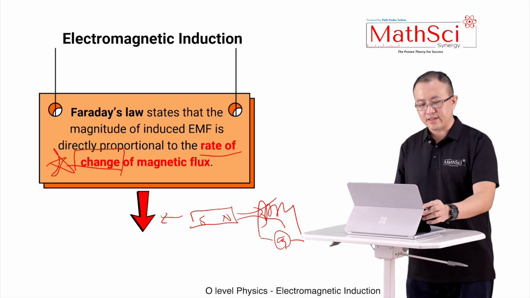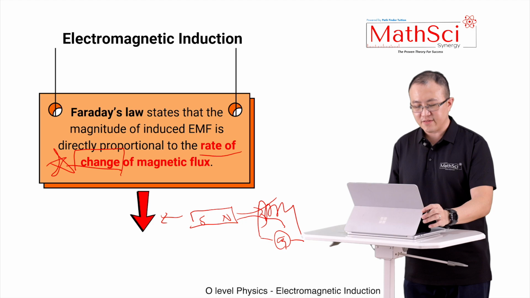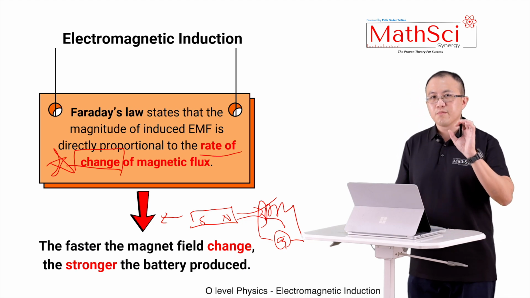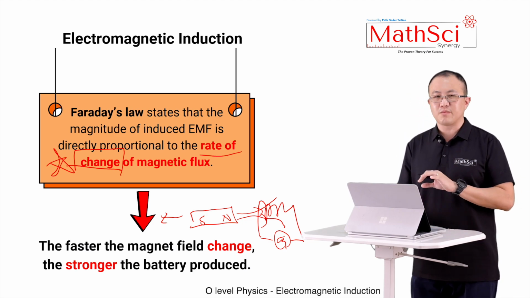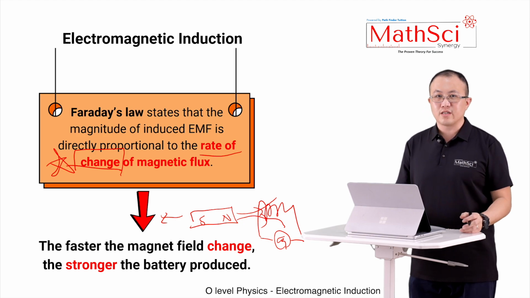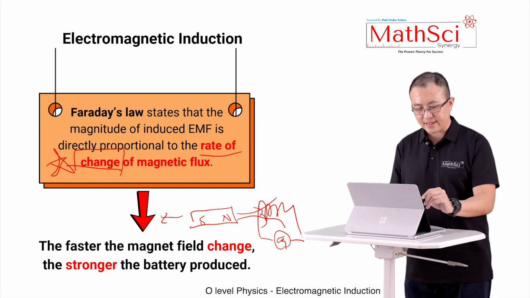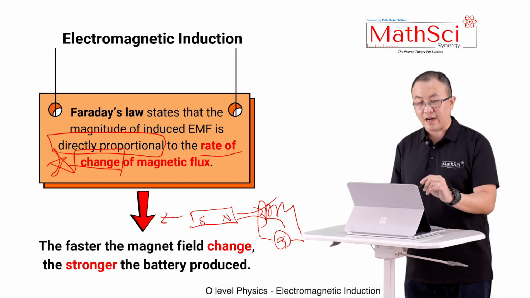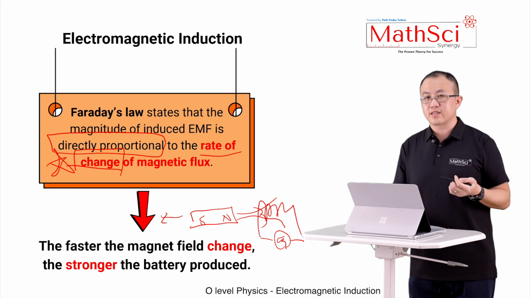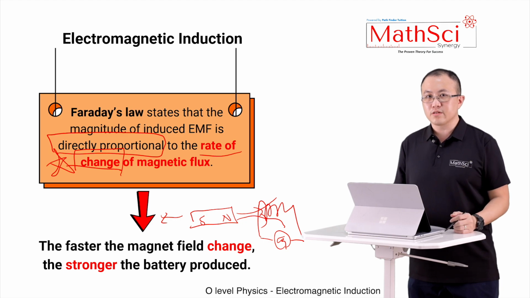And according to Faraday's law, something will happen at the solenoid coil. There will be induced EMF. Okay, so a more layman way of looking at it, which I think might be easier for you to understand: the faster the magnetic field changes, the stronger the battery produced. It is directly proportional. So if you go faster, it's a rate. If you go faster, there will be a greater rate of change, and that results in more EMF induced.